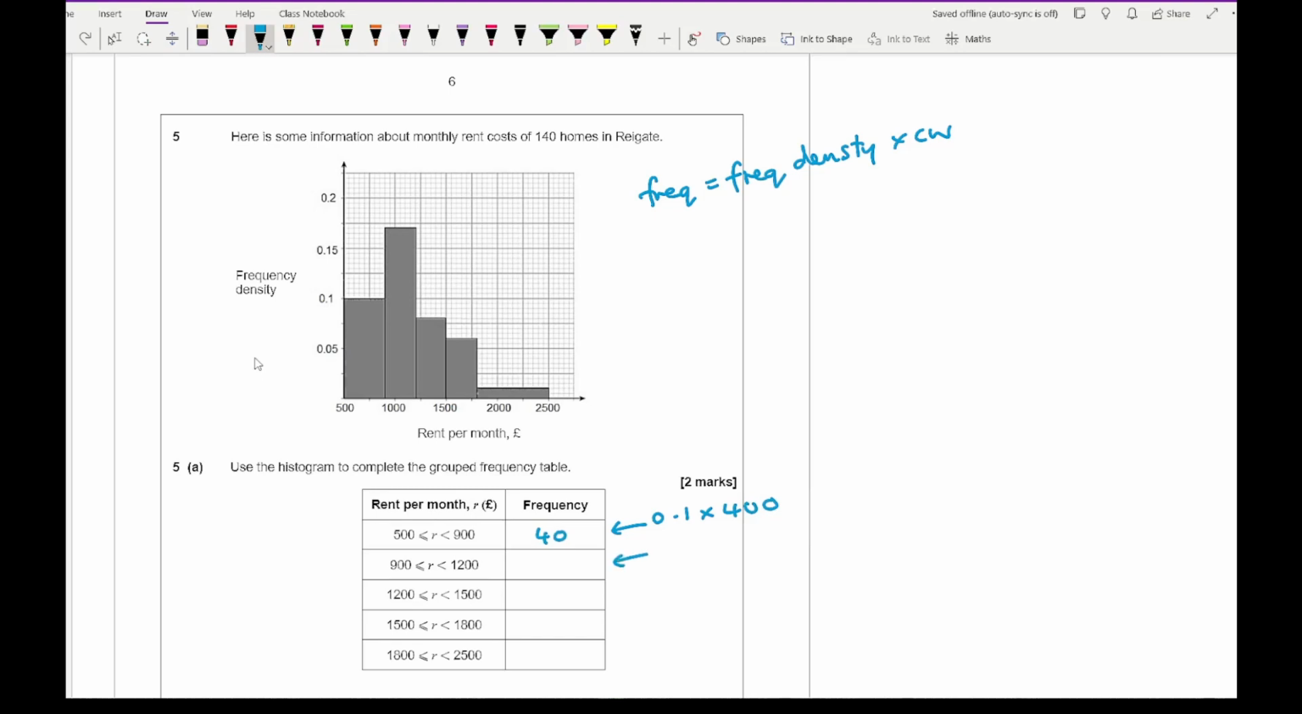This one here, the second bar, is 0.17 times 300, which is 51. The third bar is 0.08 times 300, which is 24. This fourth bar is 0.06 times 300, which is 18. And then the last one is 0.01 times 700, which is 7.